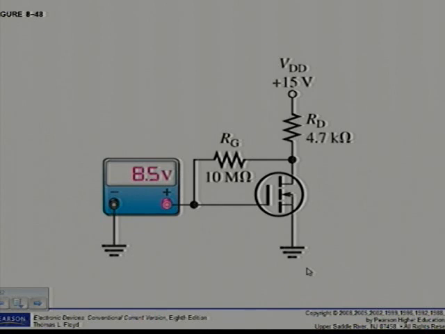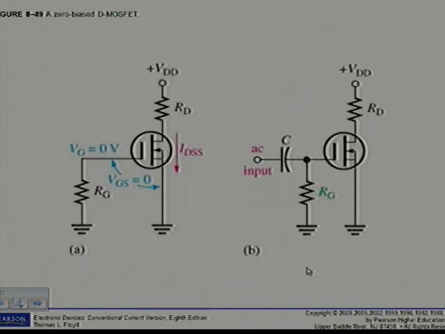Alright, that's the E-MOSFET bias. Let's have a look at the D-MOSFET bias at the bottom of page 406. Recall that D-MOSFETs can be operated with either positive or negative values of VGS. A simple bias method is to set VGS equal to 0 so that an AC signal at the gate varies the gate to source voltage above and below the 0 volt bias point.